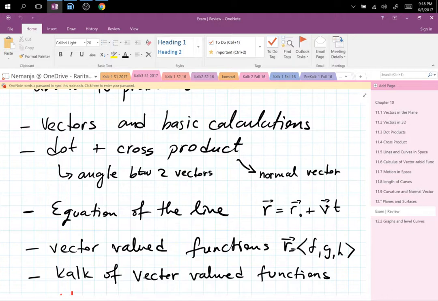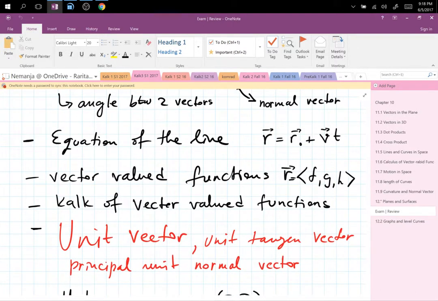Calculus for these vector-valued functions is done with limits, derivatives, and integrals all independently of each other. So you get to take the derivative 3 times, take the limit 3 times, take the integral 3 times. And for indefinite integrals, don't forget the plus c, which in this case is the vector c1, c2, c3.